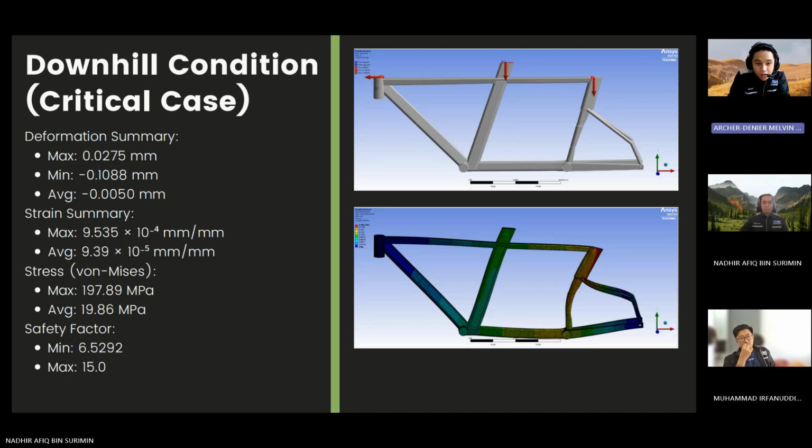Now, for the von Mises stress, we've got a maximum stress of about 197.89 megapascals, with an average of about 19.86 megapascals. And lastly, about the safety factor of the whole bike frame, we've got the minimum safety factor of about 6.5292, and the maximum safety factor of 15.